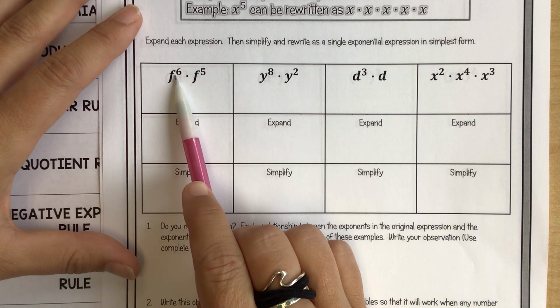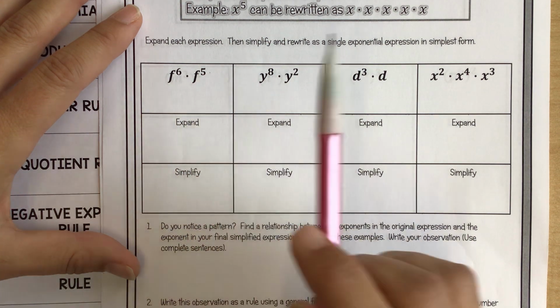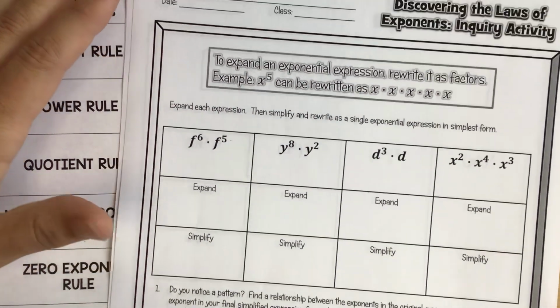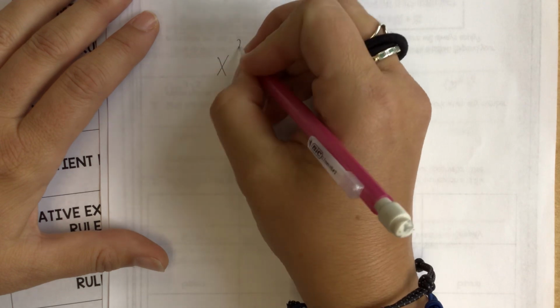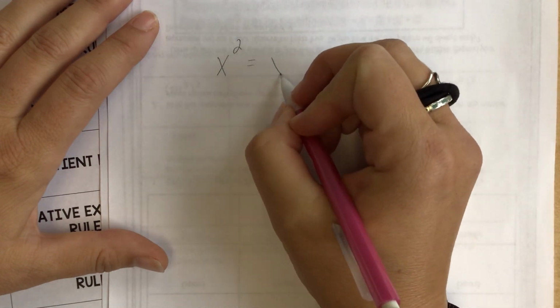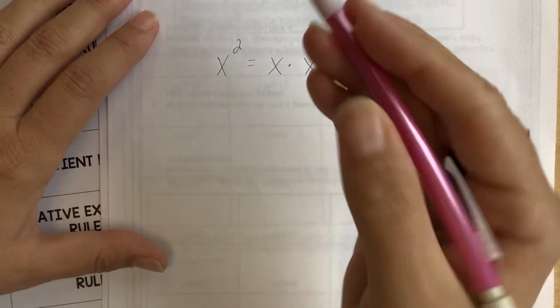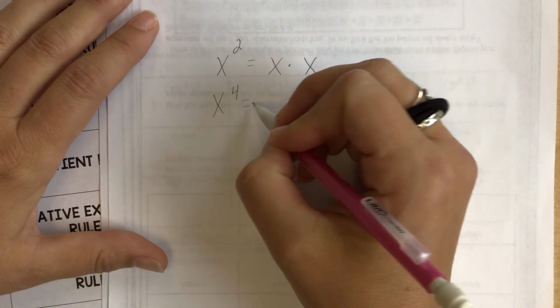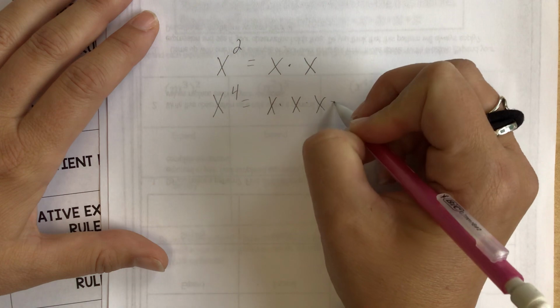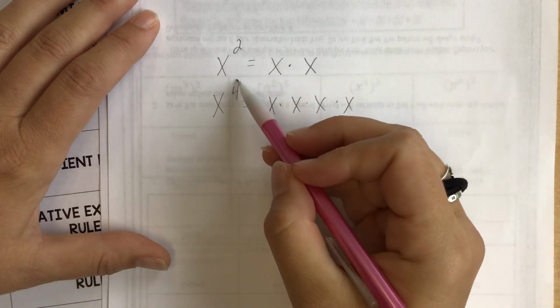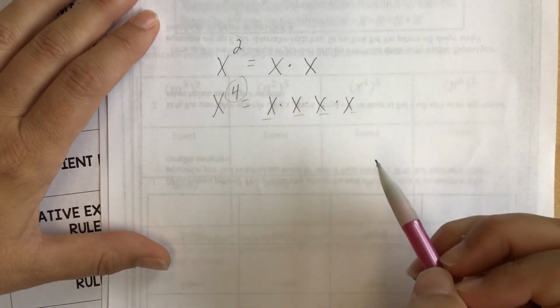So we have f to the 6th times f to the 5th. If we expand this, when we have talked about exponents before, if I have x squared, that means x times x. We have 2 x's because this is x squared. If I have x to the 4th, that just means we have 4 of them, because this is a 4. So we have 1, 2, 3, 4.